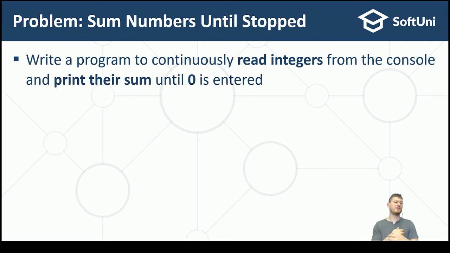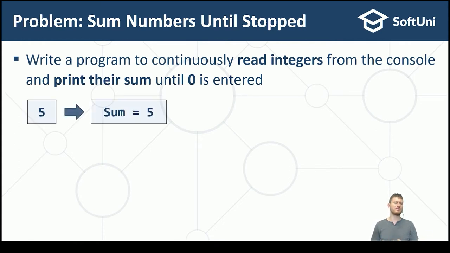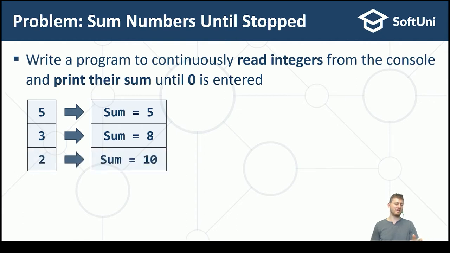So this is a problem which sums numbers until stopped. We want to read integers from the console and print their sum until zero is entered. For example, we enter 5, it says the sum is 5. We add 3 and the sum is 8.